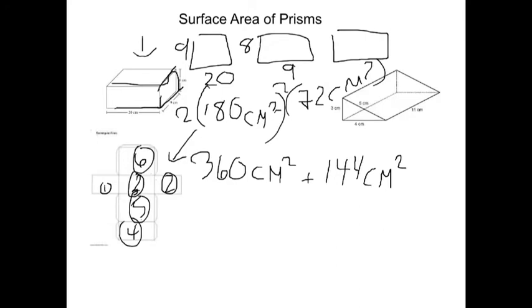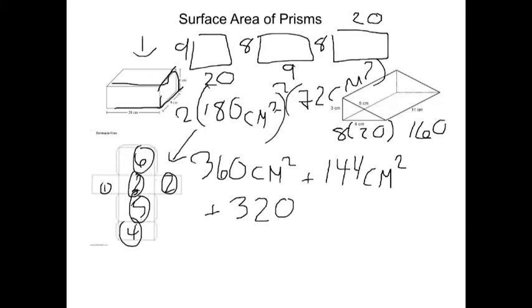I need to take into consideration the third side, which has a height of 8 and a length of 20. So that would be 8 times 20, or 160, and if I multiplied that by 2, I would get 320 centimeters squared. So if I added up all of those pairs of areas, I would get 824 centimeters squared. Because it's surface area, it's centimeters squared.